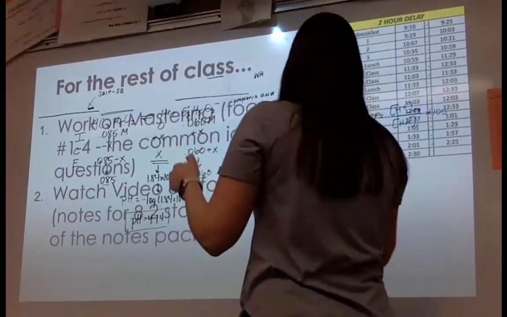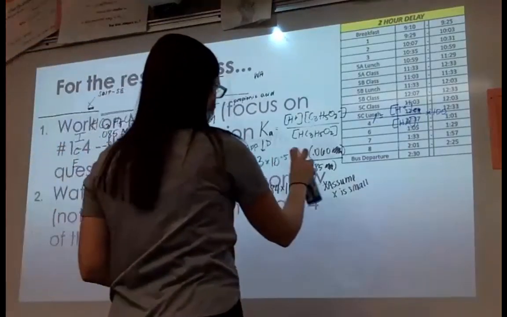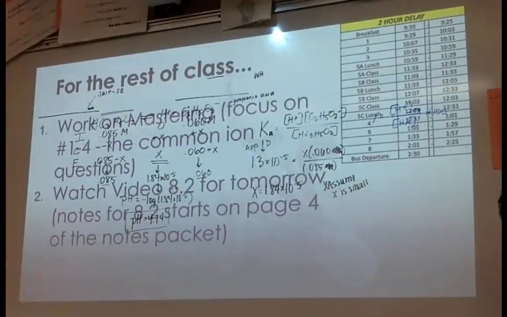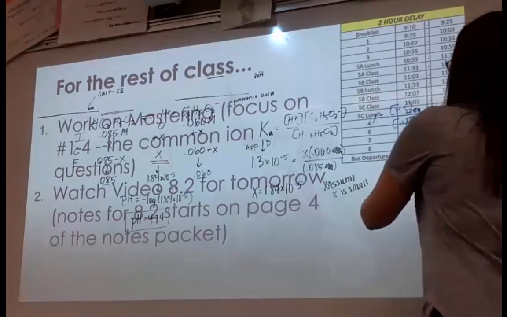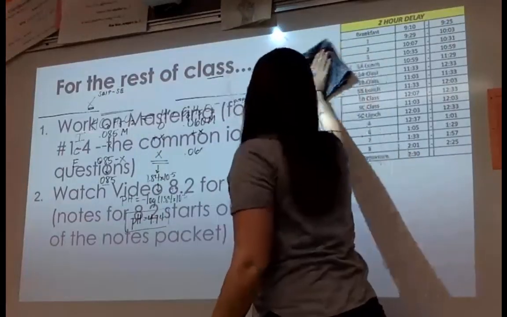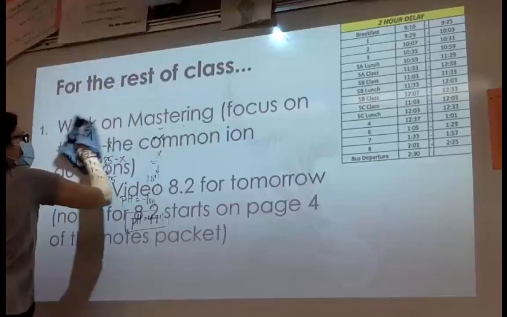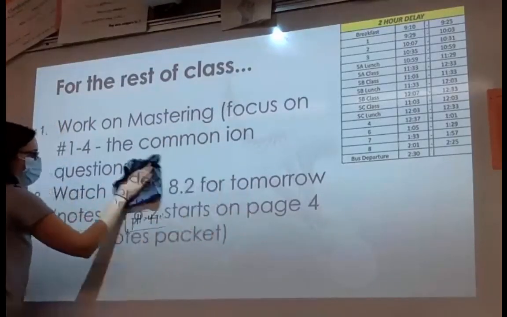And so for the rest of class, if you want to take a look at mastering, there's 4 questions on mastering. We have 12 minutes. So if you want to look even at a couple on mastering, common ion questions are just 1 through 4. So just numbers 1 through 4 is the common ion effect.